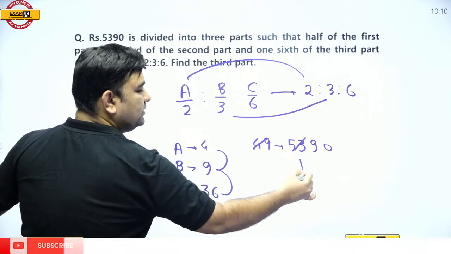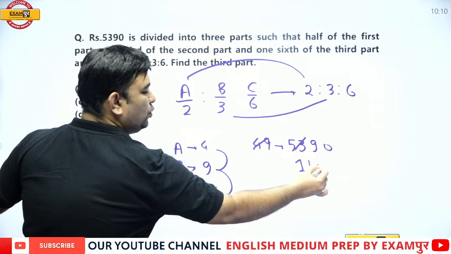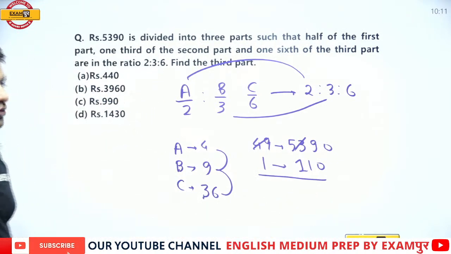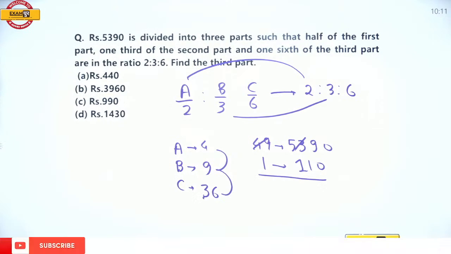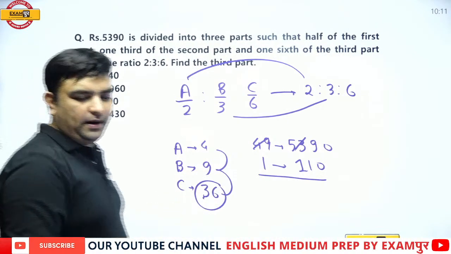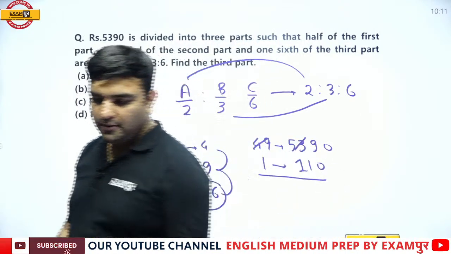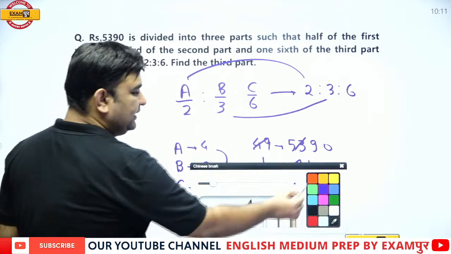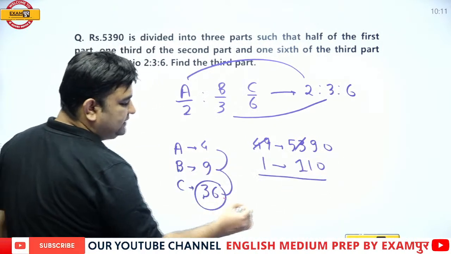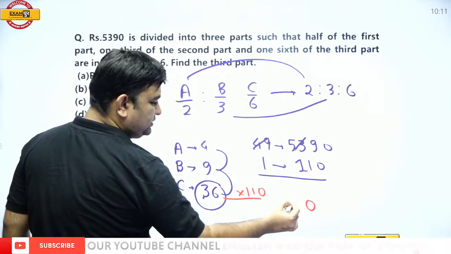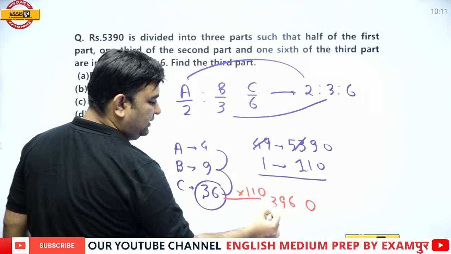49 is 5390, so 1 is equal to 110. What is the third part? C. If 1 is equal to 110, then 36 is equal to 36 into 110, which is 3960.